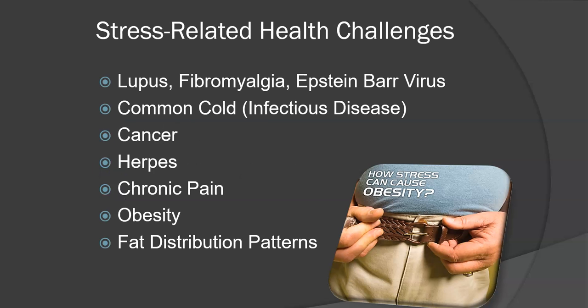Some other stress related health challenges. Now, these are just connections that I want you to begin thinking about. Lupus, fibromyalgia, Epstein-Barr virus, those are all autoimmune related conditions, and in general, they are chronic, long-term health challenges. And there is definitely a stress connection with those.